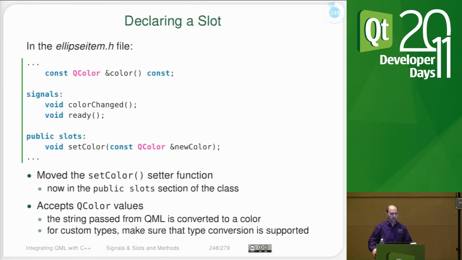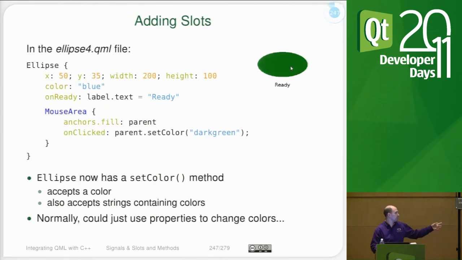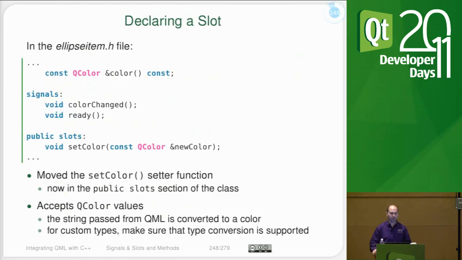So we can have this new slot called setColor, and you'll notice that it takes in a QColor. The nice thing about QColor is that it has an implicit conversion from strings. So we can pass it "dark green", and when it gets called in C++, "dark green" will be passed to the implicit constructor for QColor, and we will make a color from "dark green". You have your option of specifying public slots or using the Q_INVOKABLE macro.